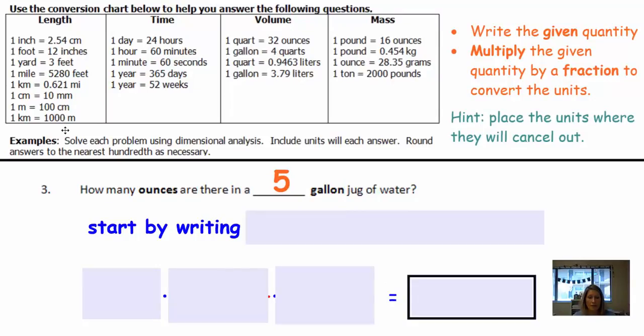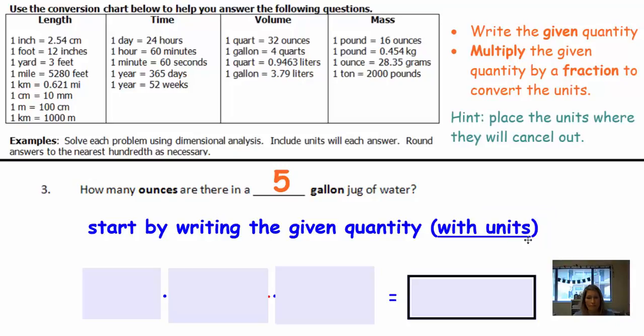Okay, now we're looking to convert 5 gallons into ounces. So what do we start by doing? We start by writing the given quantity and include your units. So we're starting with 5 gallons. So that's what I'm going to start by writing: 5 gallons over 1.